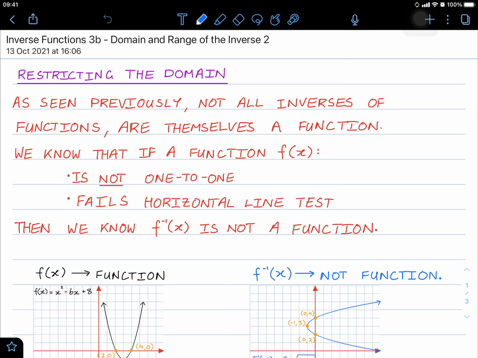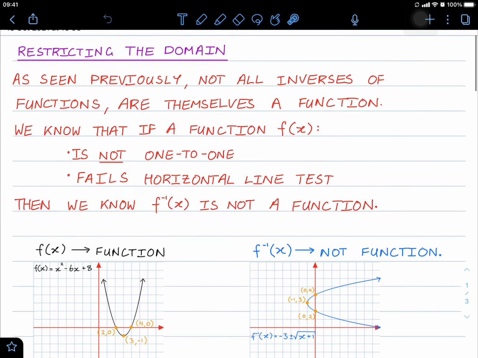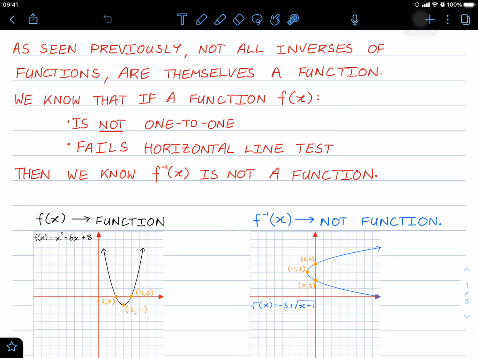Hello class, this is a continuation on the domain and range of the inverse function. In this video, we'll be looking at restricting the domain. As seen previously, not all inverses of functions are themselves a function.